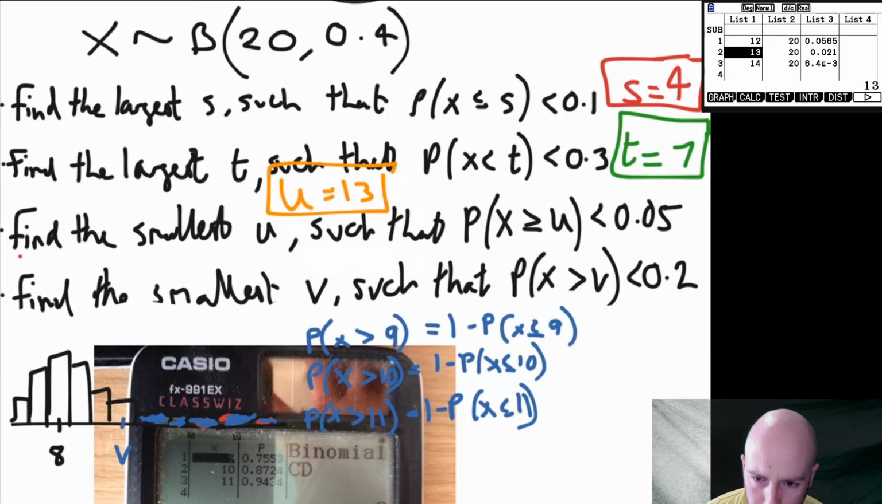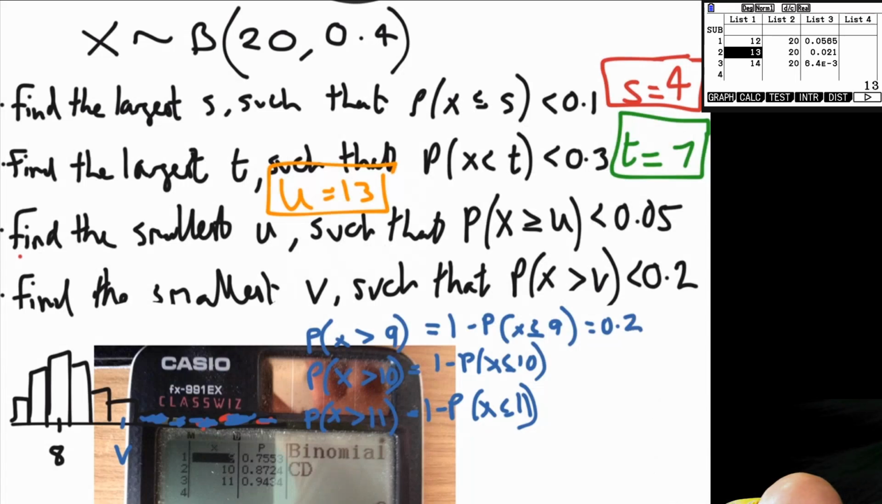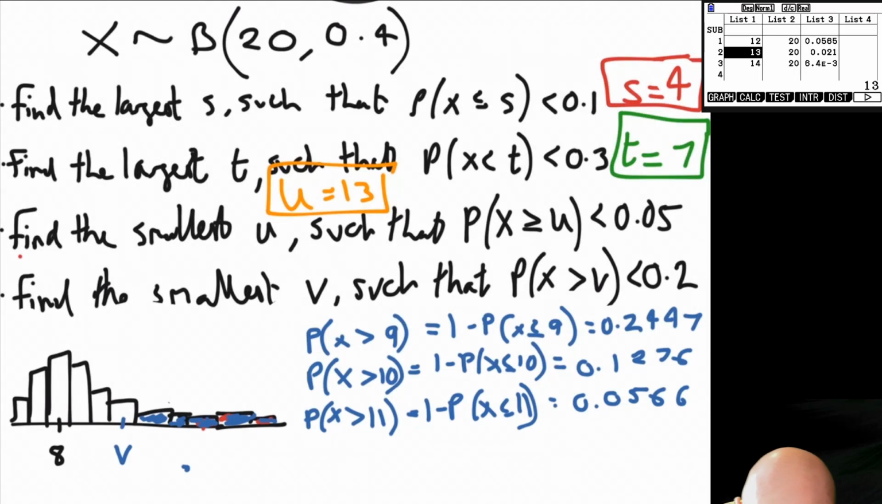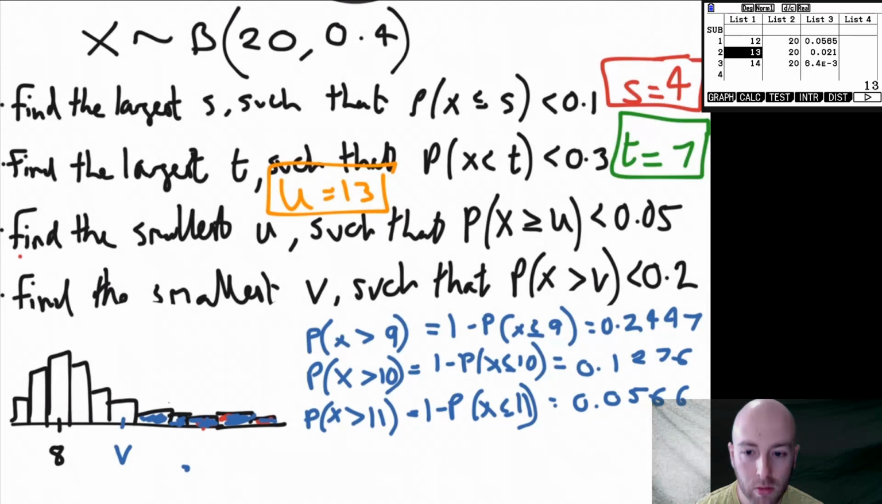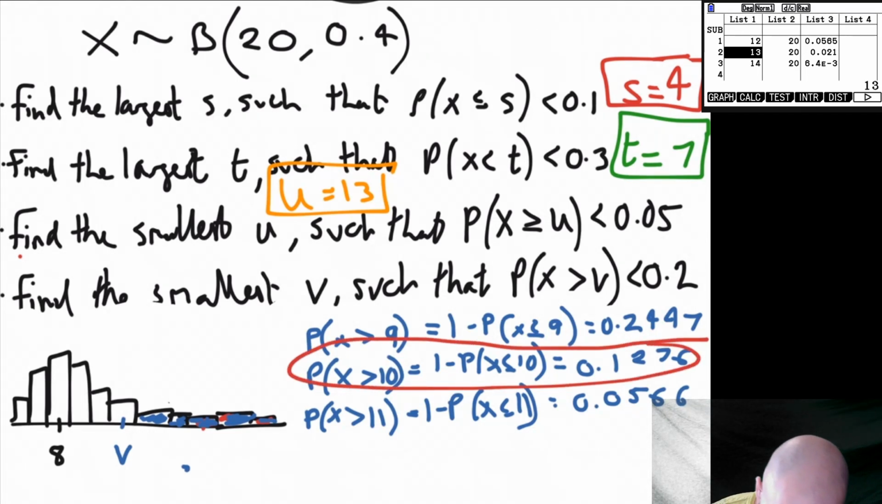Okay, so the first one there, remember we've got to do the 1 minus thing again. So we're going to get 0.2447, 0.1276, and 0.0566. Okay, so I want the first one of these to be less than 0.2, which is going to be this one here. So that tells me that v equals 10.